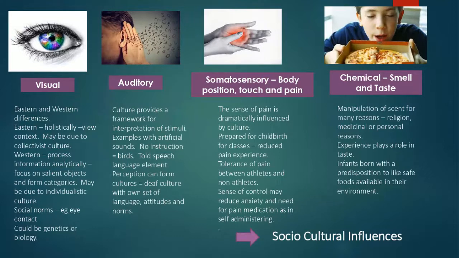So there can be a difference between cultures around perception, and how the brain provides behavior and thinking to do with that stimulus can have a cultural implication. There are also issues like social norms. In some cultures, you don't make eye contact. And there could be influences of genetic drift or biology that impact how different cultures perceive things. So there's a socio-cultural influence.